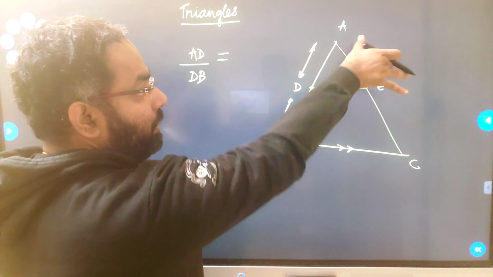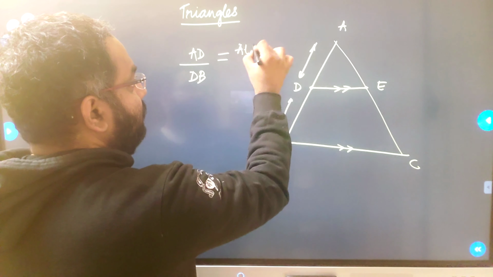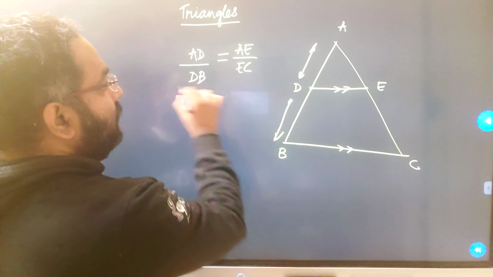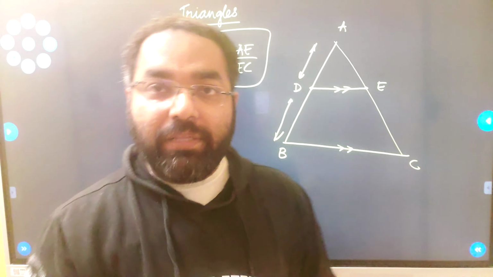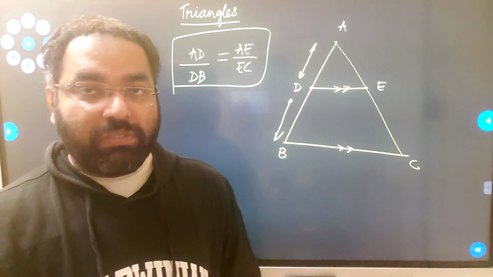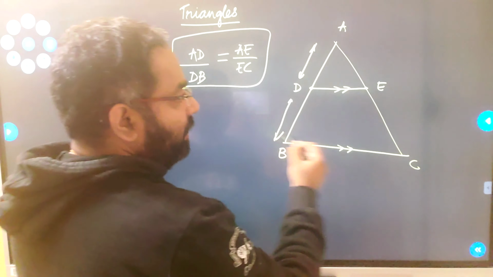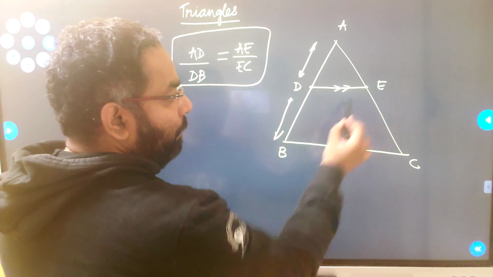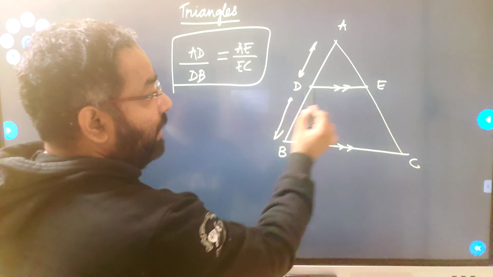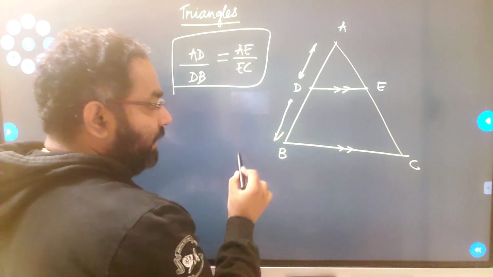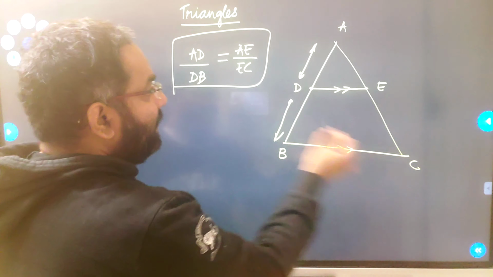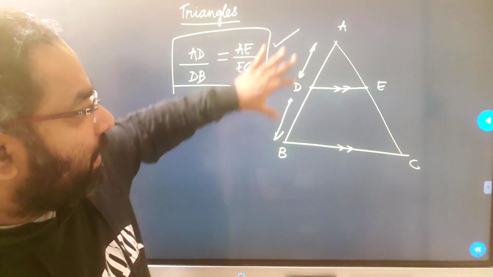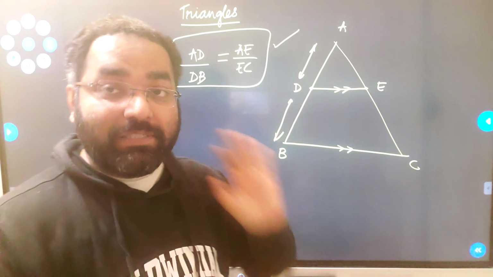since you measured the top part here, measure the top part here, which becomes AE. Since you measured the bottom part here, measure the bottom part here, which becomes EC. This is called the basic proportionality theorem. The statement goes this way: in a triangle, if a line is drawn parallel to the base of the triangle from any two sides, then the two sides get divided in the same ratio, which means this by this becomes equal to this by this.